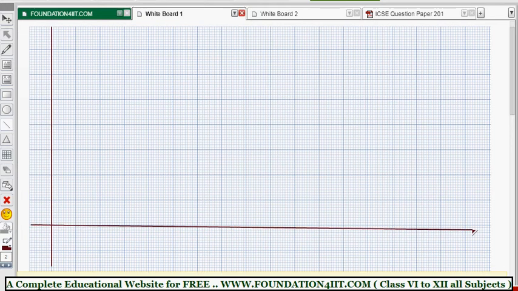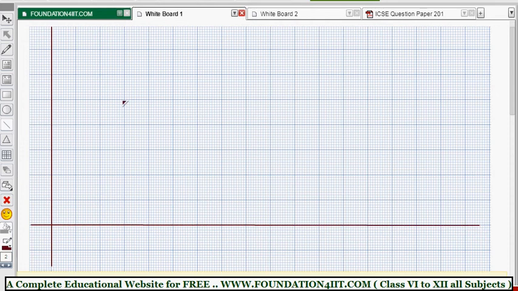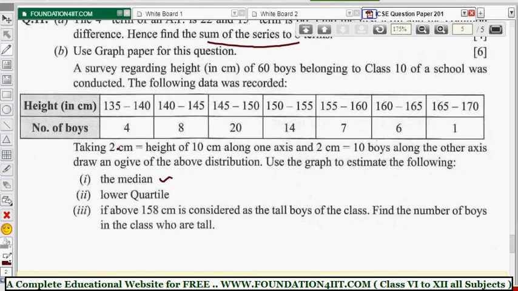Take x-axis, this is horizontal. This is the y-axis and this is x. The question clearly mentions to take 2 centimeters height for 10 centimeters, 2 centimeters height, 10 centimeters long. So we can take height 10, 10, and 2 centimeters for 10 boys means 1 centimeter is 5. So here also 1 centimeter is 5. So you can use this.